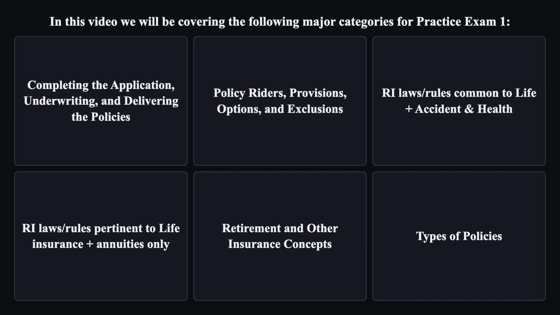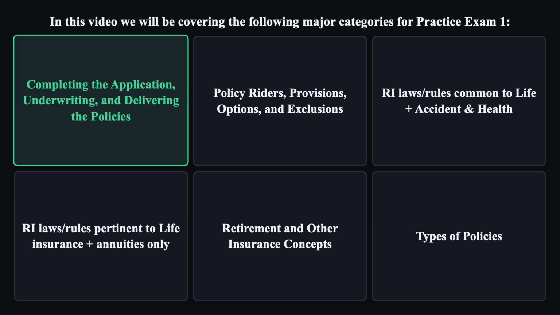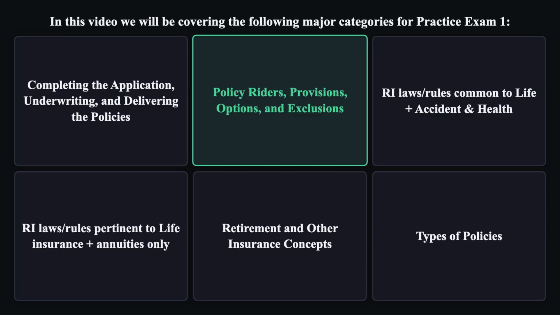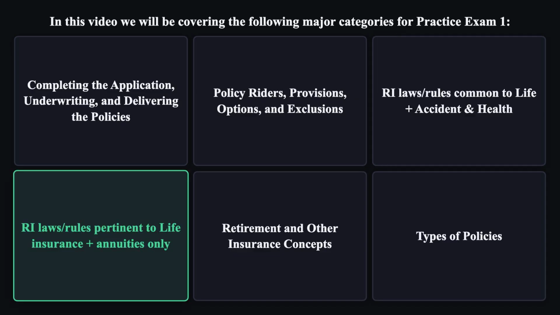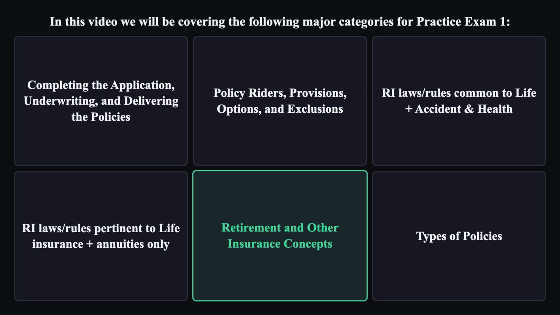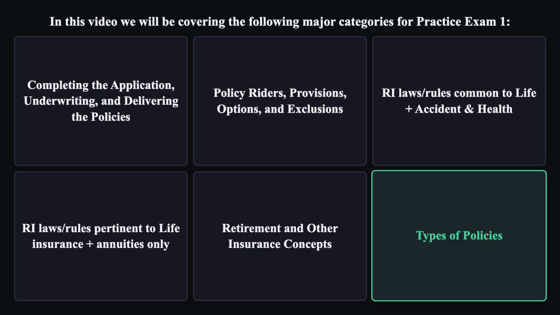In this video, we will be covering the following major categories for Practice Exam 1: completing the application, underwriting and delivering the policies, policy riders, provisions, options, and exclusions, RI laws and rules common to life, plus accident and health, RI laws and rules pertinent to life insurance plus annuities only, retirement and other insurance concepts, and types of policies.